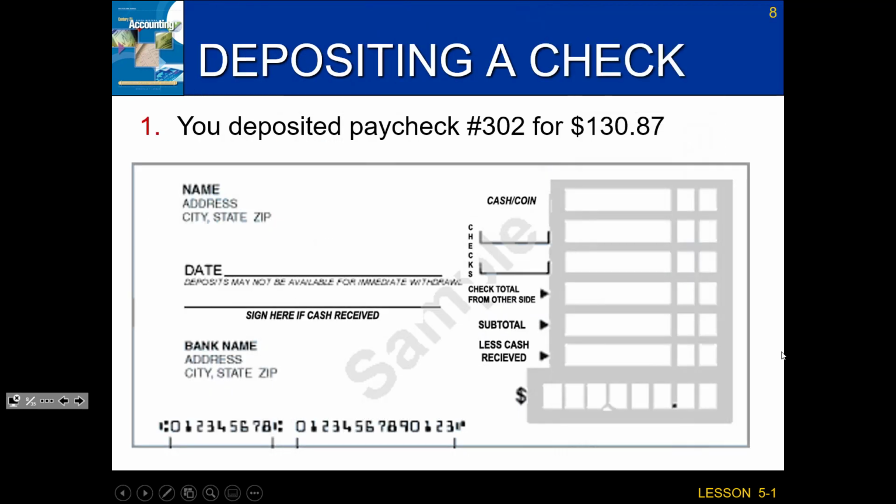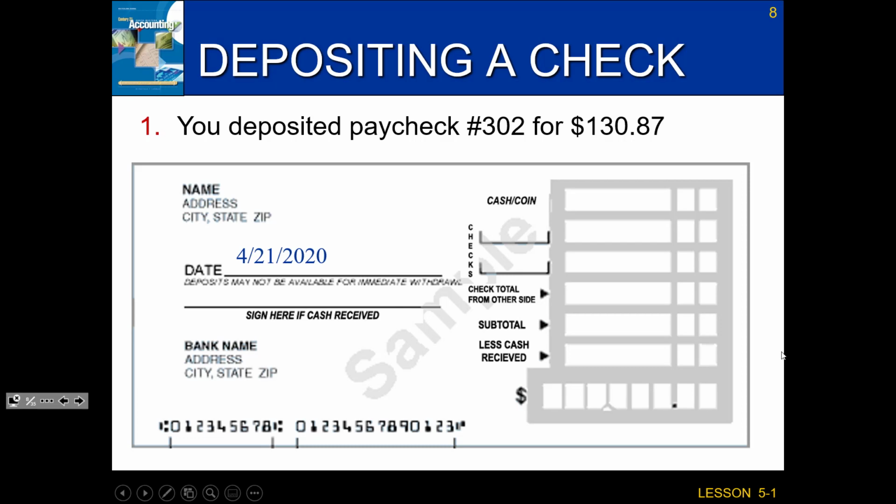So that seems a little confusing. So let's actually go over that in this example where we're depositing paycheck number 302 for $130.87. So I'm going to sign the back of my check, and then I'm going to put the date, and here's today's date that I'm depositing it.